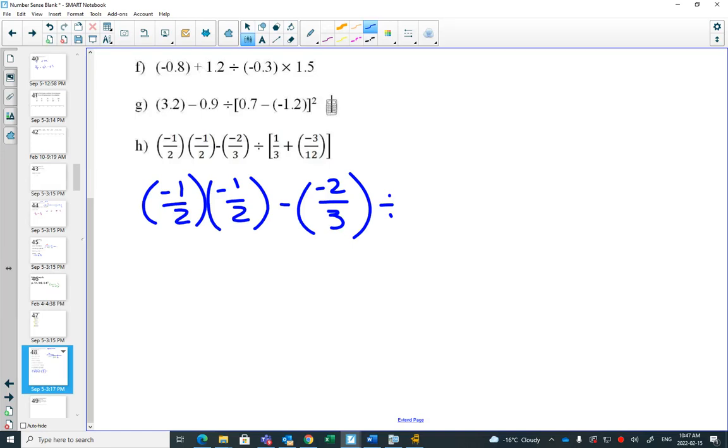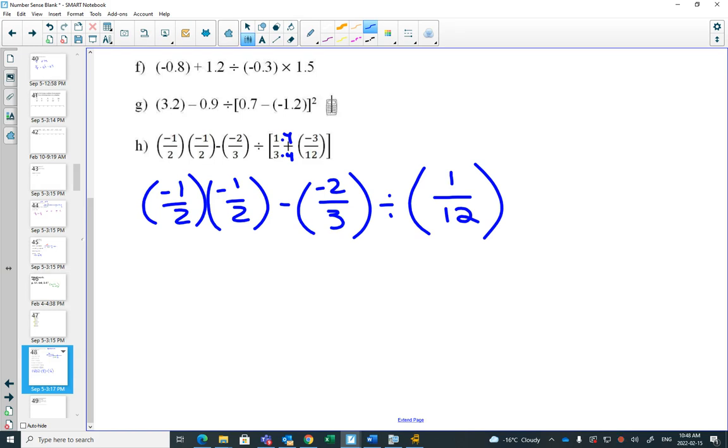So, and this is going to be something we're going to review. The common denominator between 3 and 12 would be 12, so I'm going to multiply both of those by 4. So 1/3 is the same as 4/12. And 4/12 plus negative 3/12 will give me 1/12. Okay?